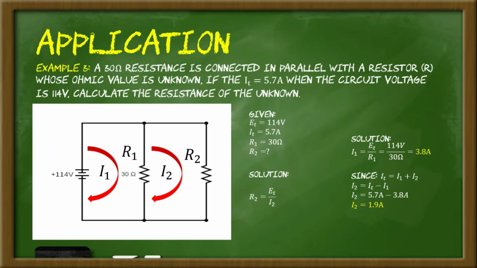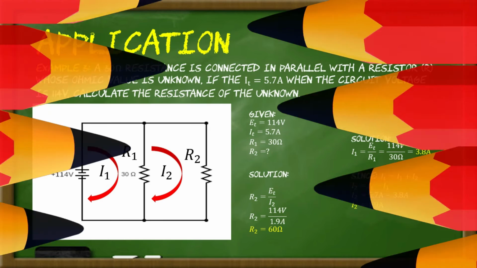So at this moment, we can now calculate the resistance value of R2. Transfer and solve the values for this formula, then the final answer is 60 ohms.